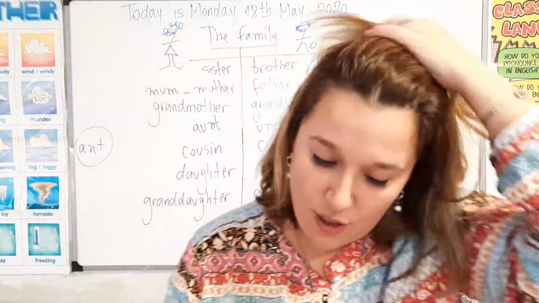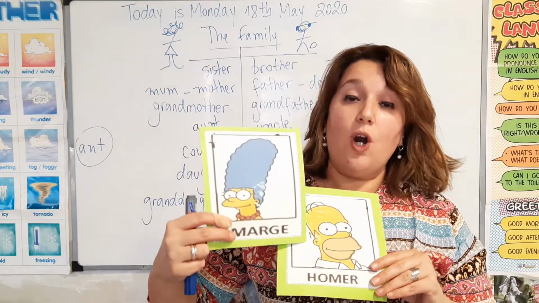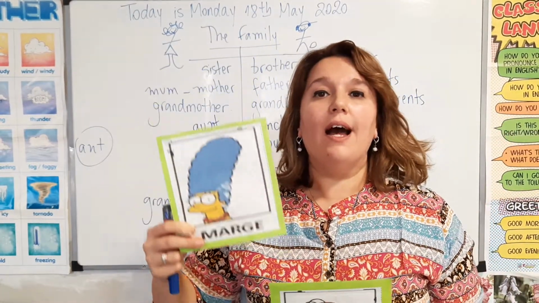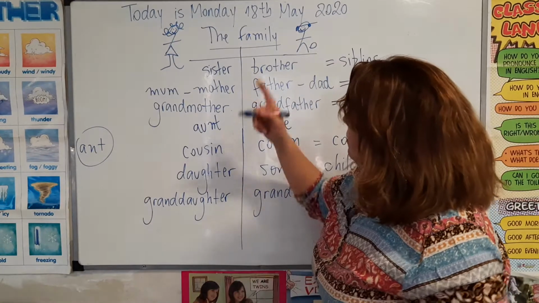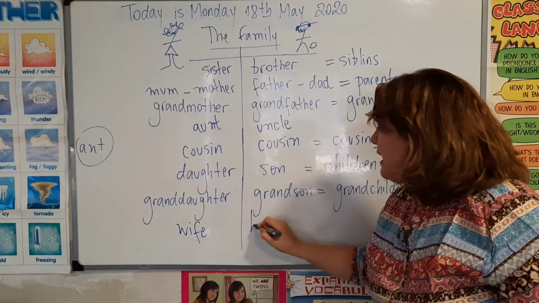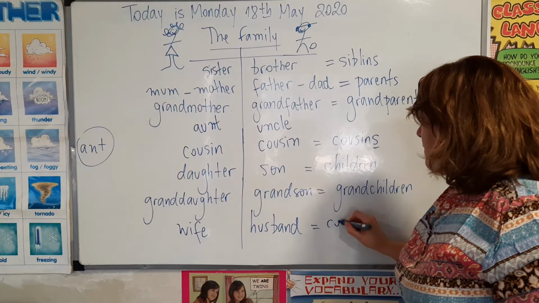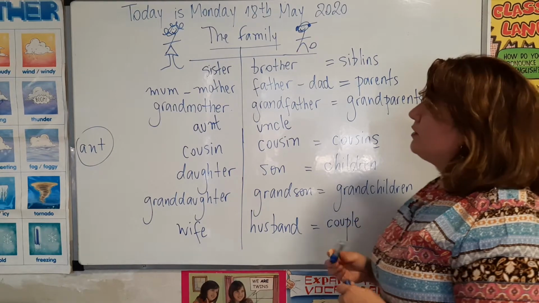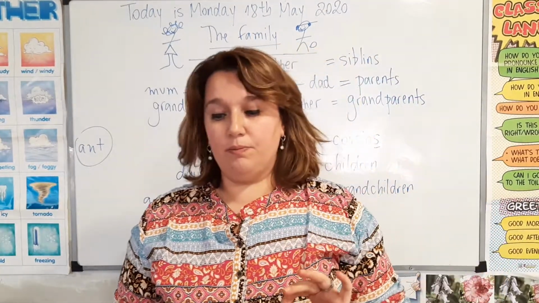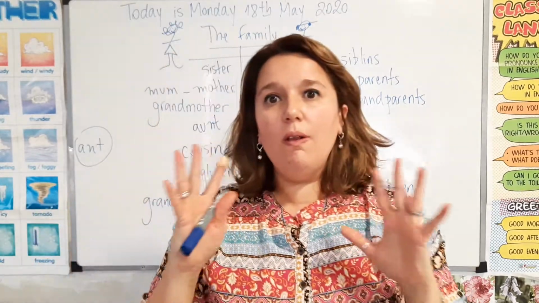Okay. So, and there is another one. Marge is Homer's wife. And Homer is Marge's husband. Yes? So, for the girl, we have wife. Yes? And for the boys, husband. Yes, and the two together, you can say couple. Yes. So, I have got a husband, right? And my husband has got a wife, of course, only one. So, this is all the family, right?